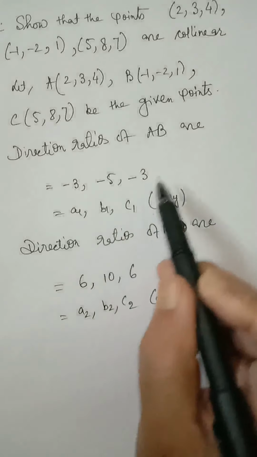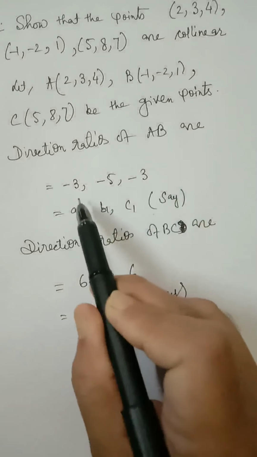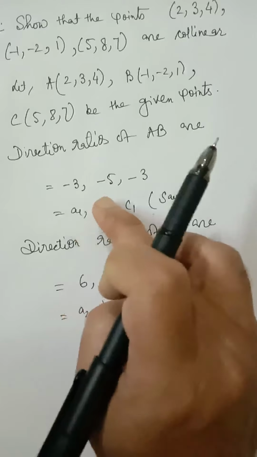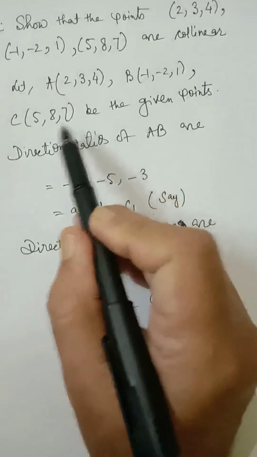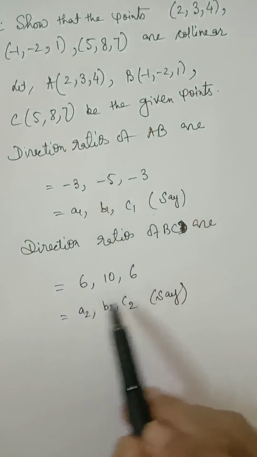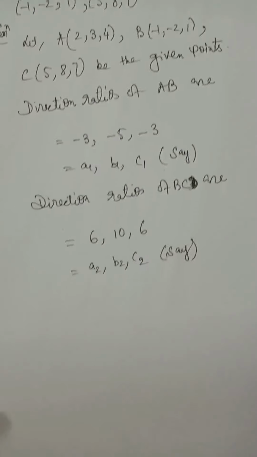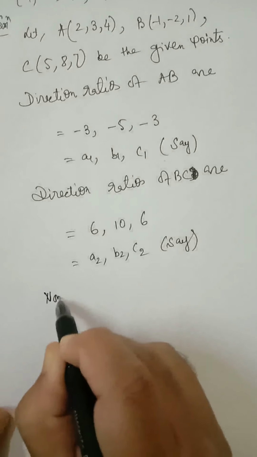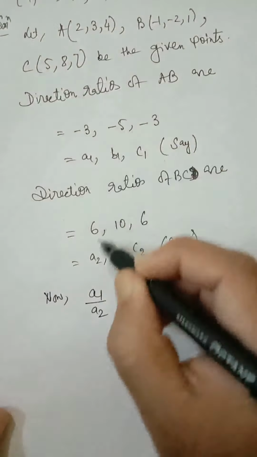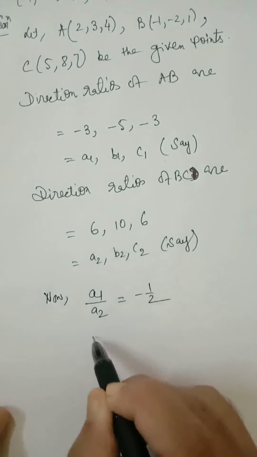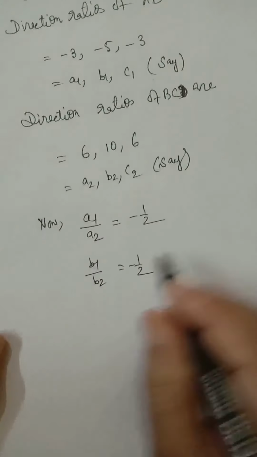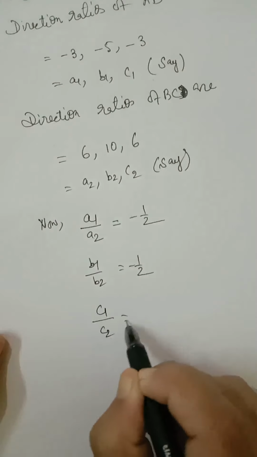So direction ratios of AB are -3, -5, -3, which I have denoted by A1, B1 and C1. Similarly, direction ratios of BC will be 6, 10 and 6, which I have denoted by A2, B2, C2. And now you can easily check A1 by A2 is minus of half, B1 by B2 is equal to minus of half, and C1 by C2 is equal to minus of half.